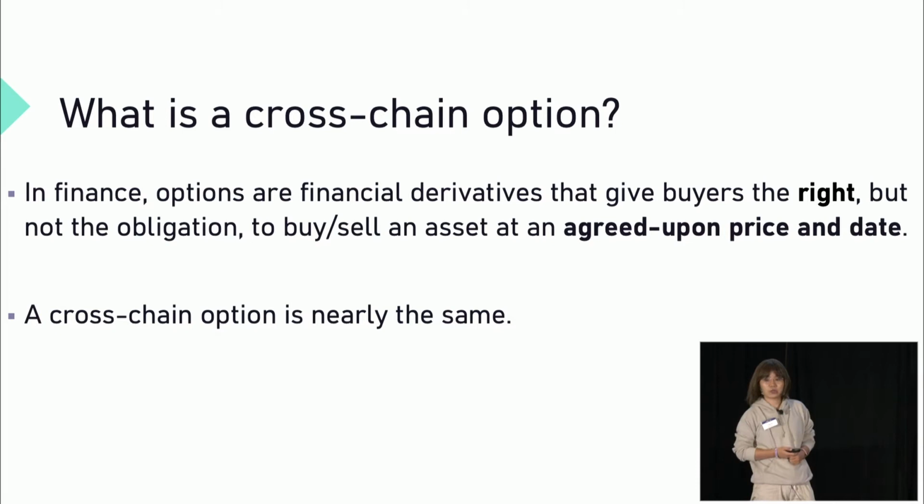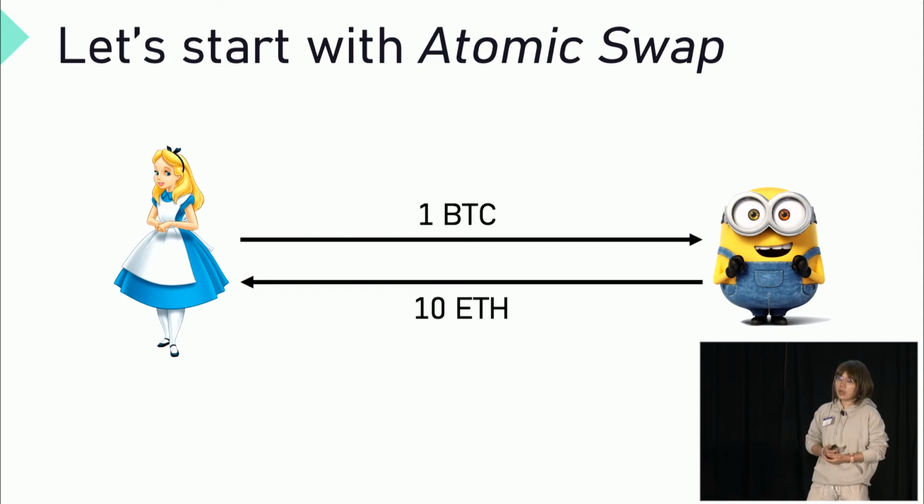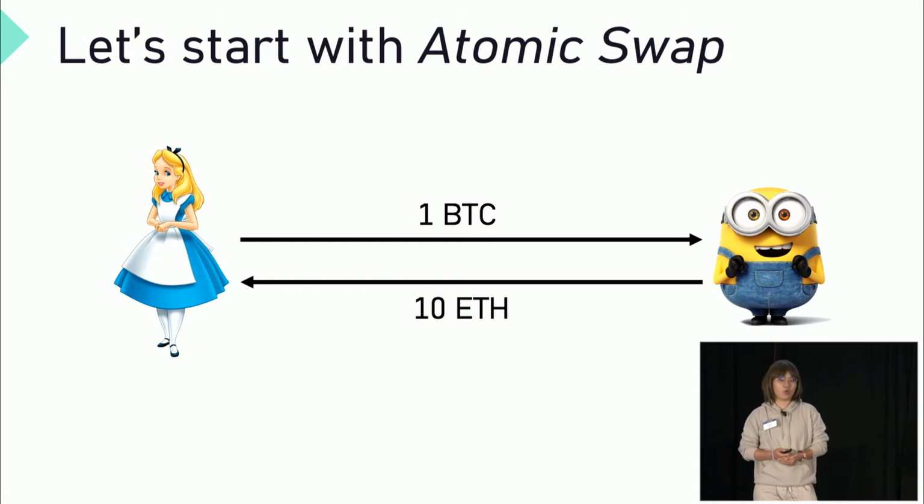Now, let's look at what a cross-chain option is in our context. The story of cross-chain options starts with atomic swaps. An atomic swap is an exchange of cryptocurrencies across different blockchains. For example, here, Alice wants to trade one Bitcoin for 10 Ethers from Bob. This can also be viewed as Alice wanting to buy 10 Ethers from Bob with one Bitcoin.